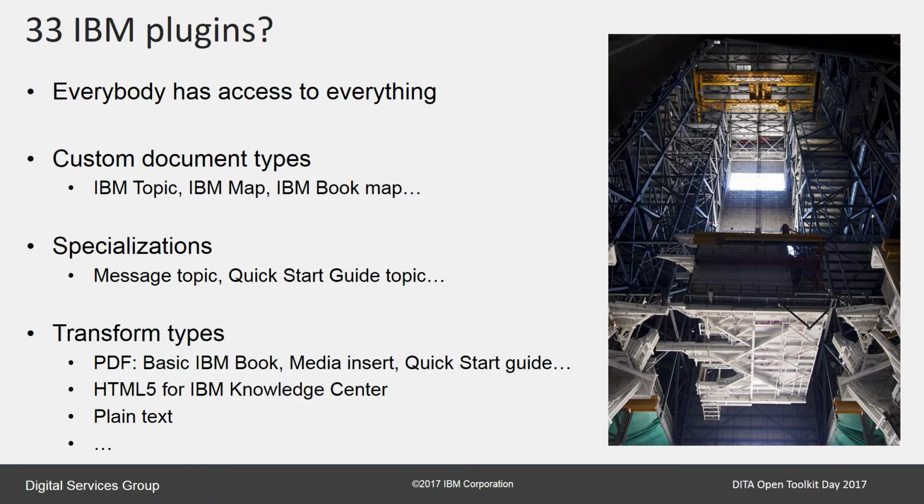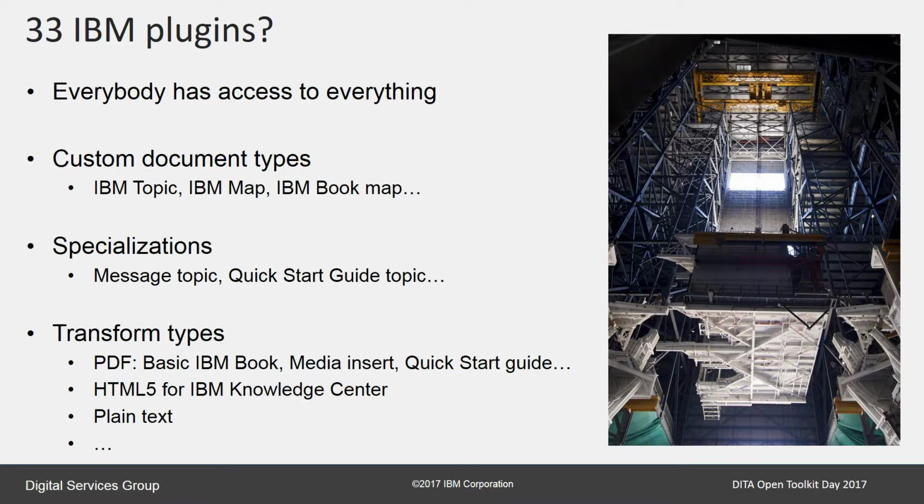So those plugins are made up of our document types, the customized ones, the IBM topic, IBM task, IBM reference, all of those, as well as specializations. I think we've got 7 or 8 specialized topics. A couple listed here. We have a message topic, quick start guide. And then we have a bunch of transform types.